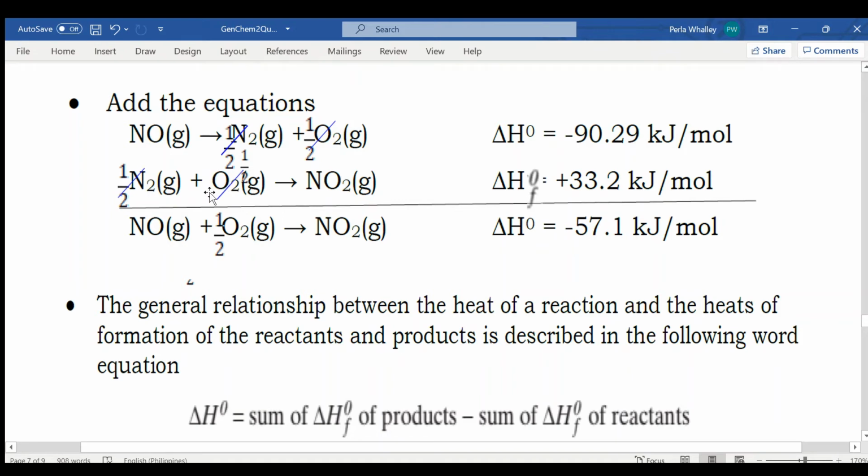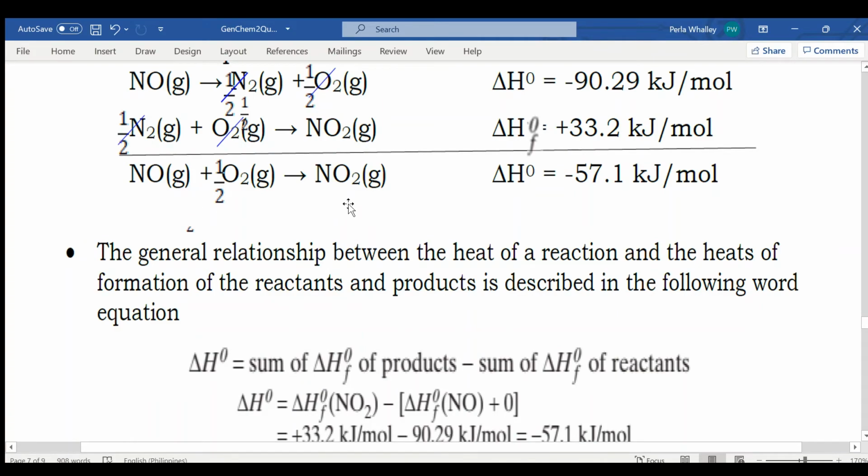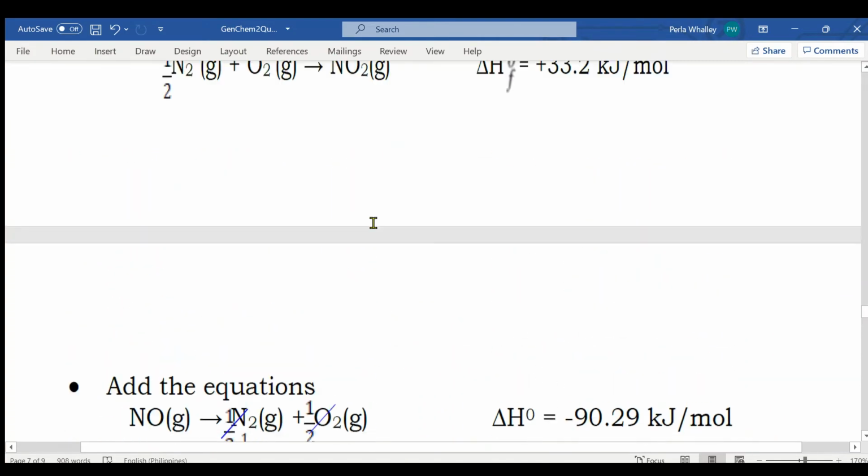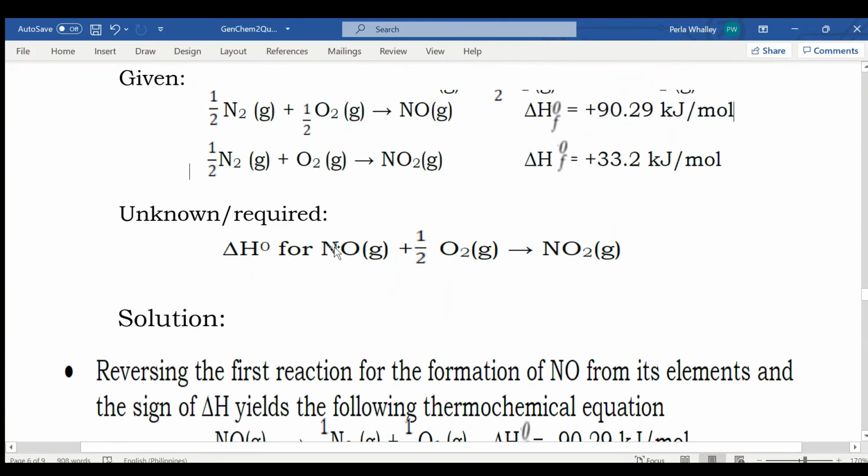So we have to write all the remaining substances on the reactant side. Then we have NO gas, plus the remaining 1/2 mole of O2 gas, and there's nothing more, so we write the arrow, and then go to the product side. On the product side, we only have NO2. So this is now the equation that is required.